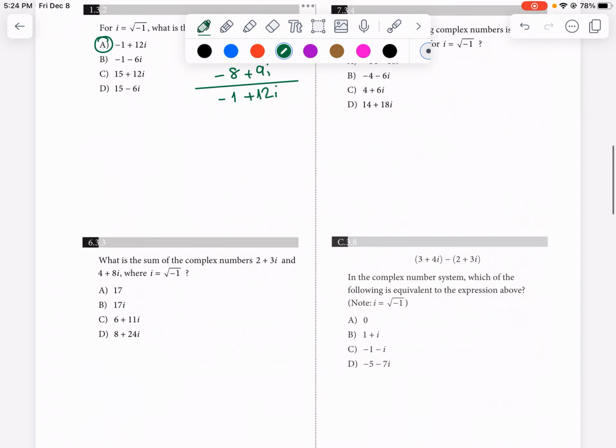Question 2. What is the sum of the complex numbers 2 plus 3i and 4 plus 8i, where i is equal to the square root of -1? So we use the vertical form again, 2 plus 3i, and then the second group of numbers, 4 and 8i. So 2 plus 4 makes 6, and 3i plus 8i is 11i, which is C.